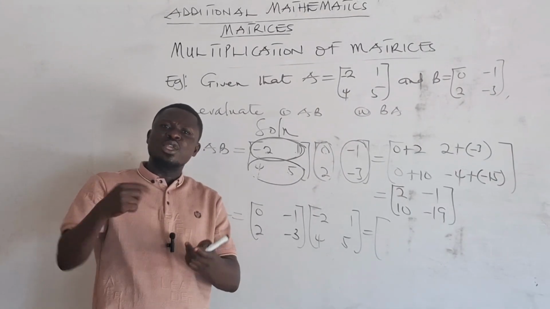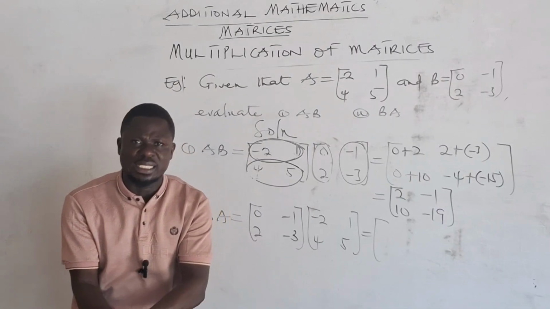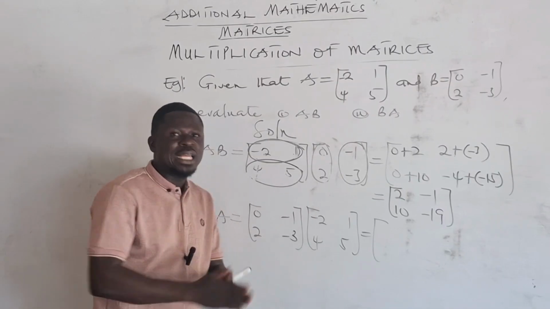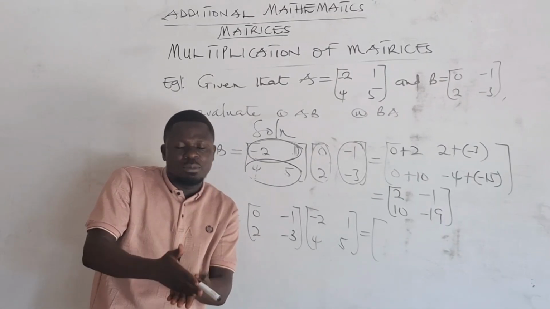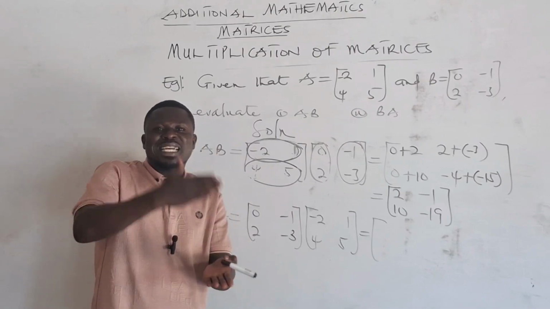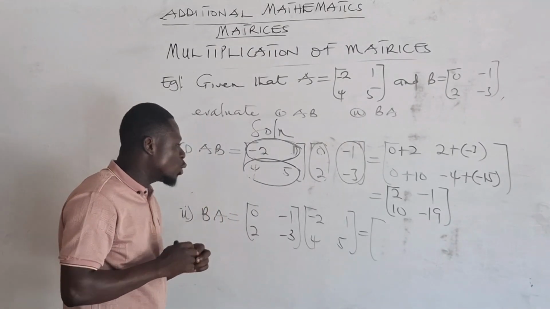You identify your first row of the first matrix. You multiply it by the first column of the second matrix. Then the second column of the second matrix. So let's do that and see.